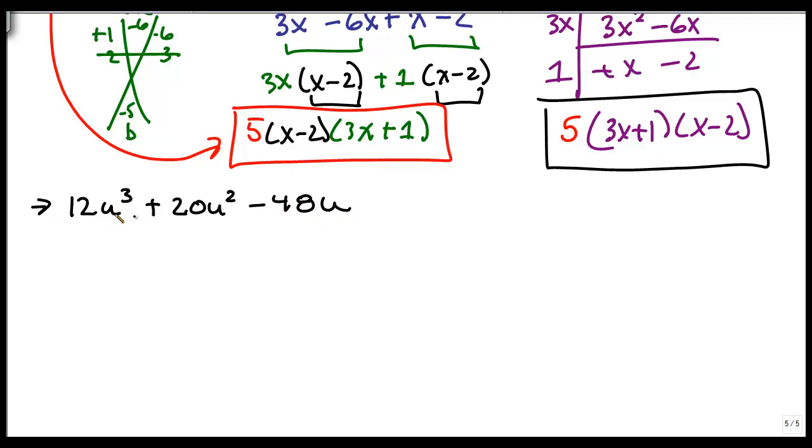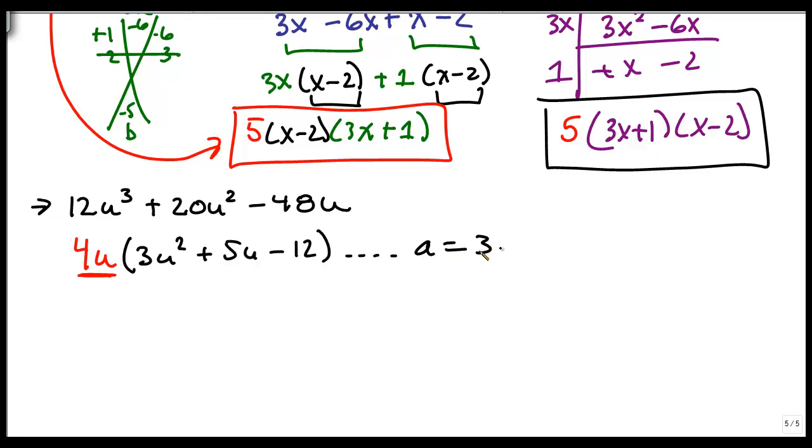Now this one has a u in each term, and I think I can pull a 2, oh wait, probably a 4 out of each one. So here my 4u is my greatest common factor. So if I pull a 4u or factor a 4u out, I'm left with 3u squared plus 5u minus 12. 12 times 4 is 48. So again, I need to remember a 4u out front. So let's go ahead and use the AC method, and with the AC method, A is 3, B is 5, and C is negative 12.